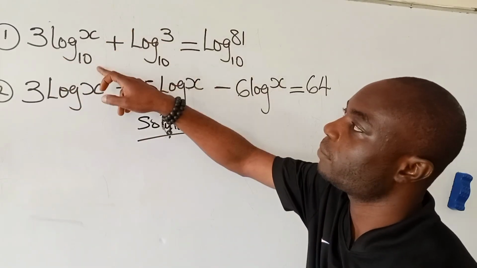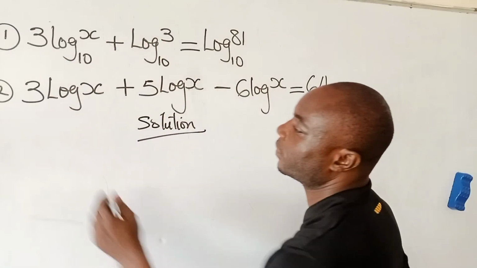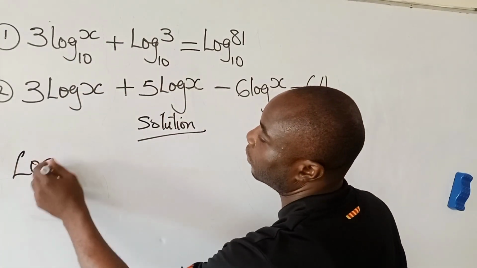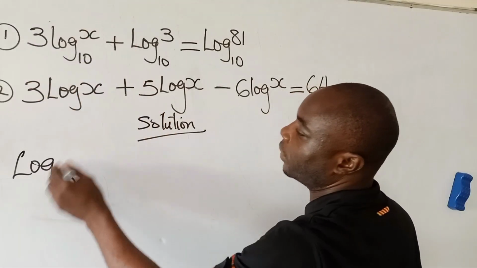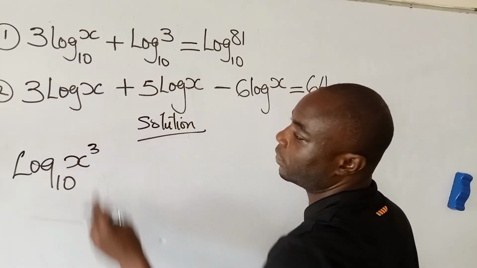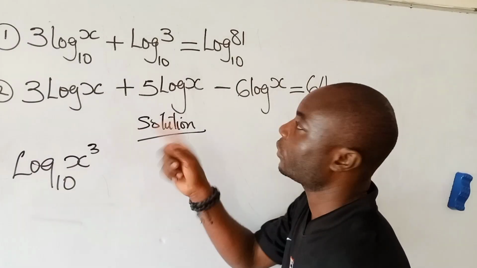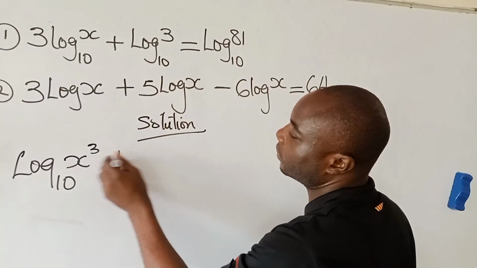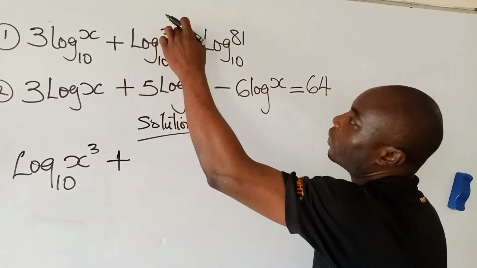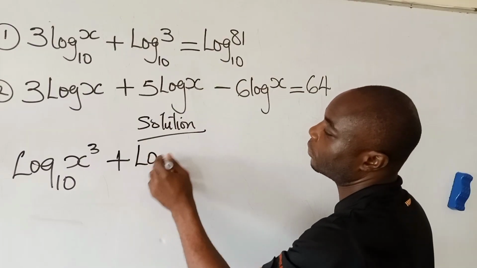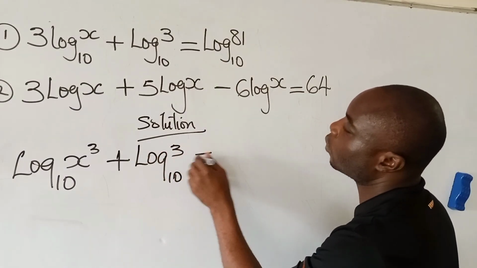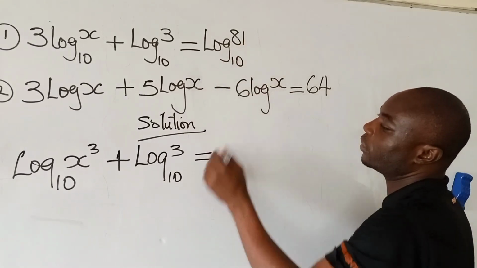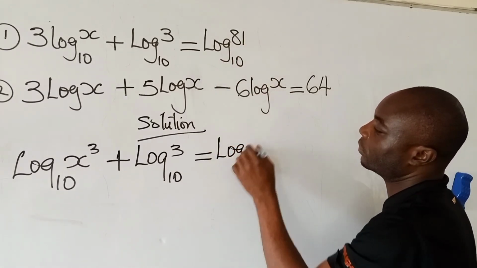3 log x base 10 can be written as log x to the base of 10. Our 3 will transfer to the x and become a power. So we have x raised to power 3. So we'll bring down our plus, then log 3 base 10, we'll bring it down. And that's equal to log 81 base 10.